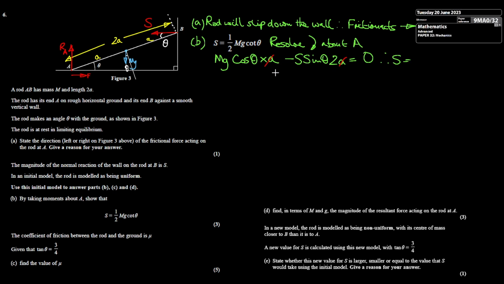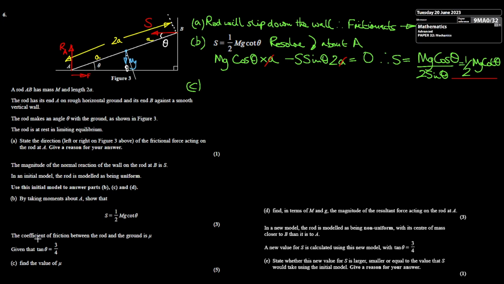Making S the subject, I get that S is equal to mg cos theta over 2 sin theta, which is what they've set up here. So this is a half mg cot theta. And that's the first of the answers.